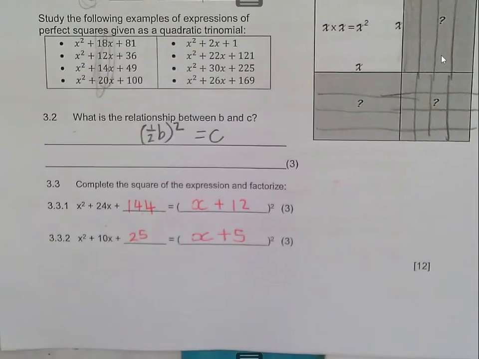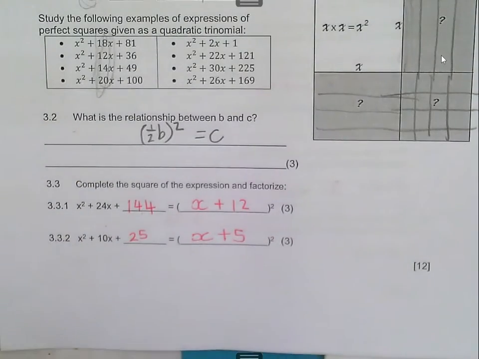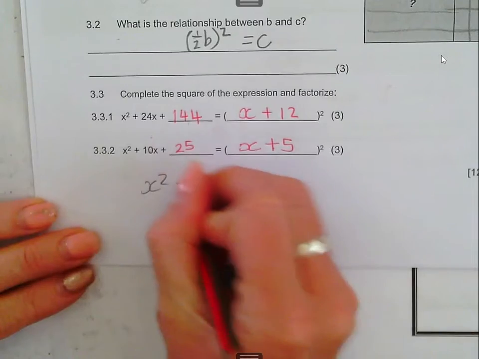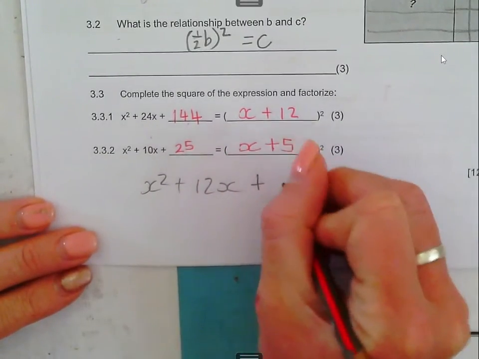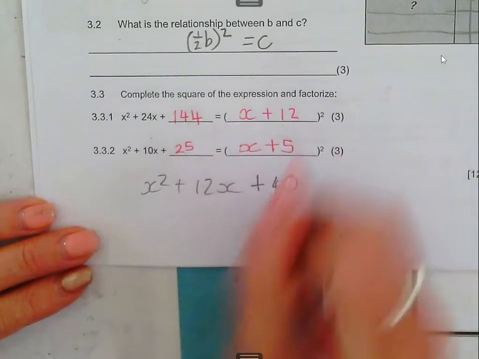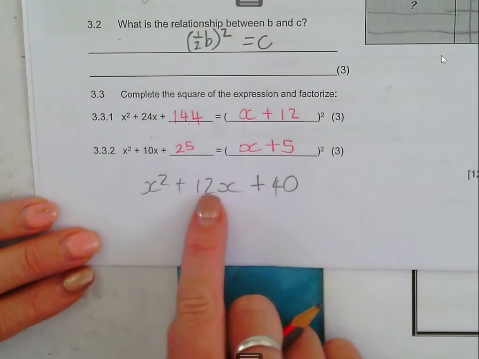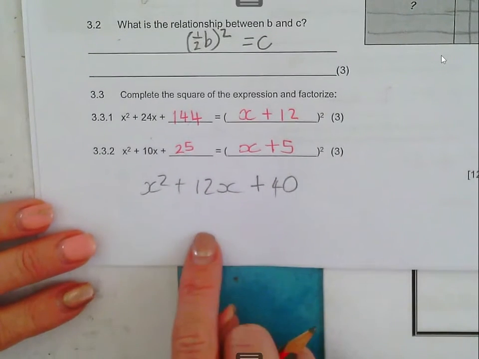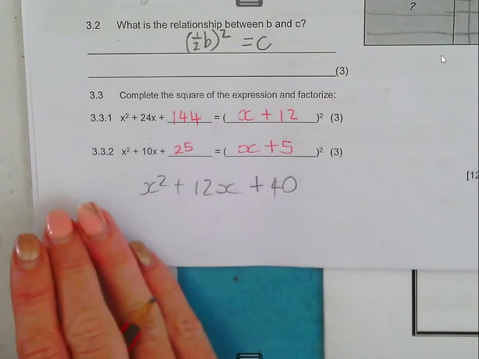Okay. So now we know what makes a trinomial a perfect square. Do you agree with that? We can see it. If I write any trinomial here now, if I write x squared plus 12x plus 40, is that a perfect square? No, because 12 divided by 2 would be 6. 6 squared would be 36. So this is not a perfect square. Okay.